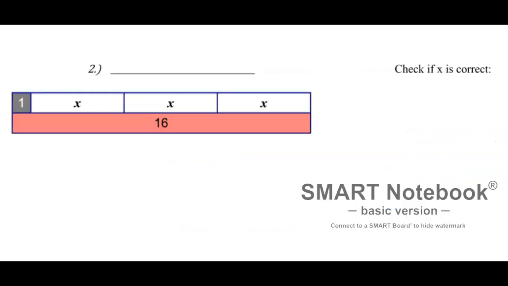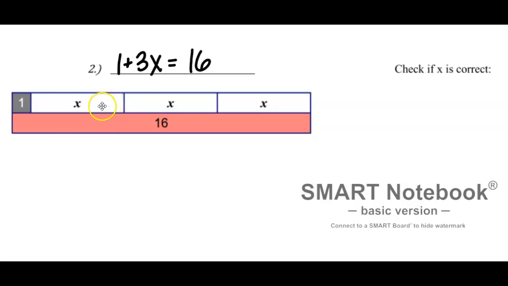So what would our equation be for this one? So it's equal to 16, right? We've got this 1 here, don't lose that. And then we have 3 x's. So what's our equation going to be? Try and write that down real quick. Did you get 1 plus 3x equals 16? You should have, because we've got this x and x and x, and we're adding all that together to equal 16.